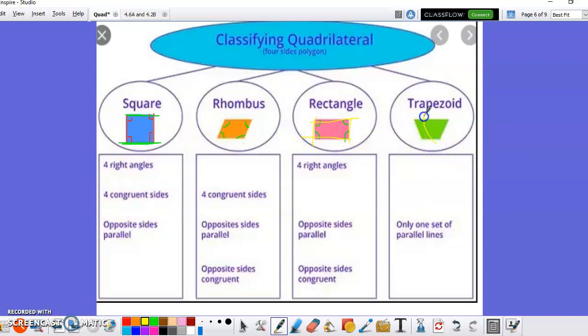And then lastly, we have our trapezoid. Our trapezoid only has 1 set of parallel lines, or parallel sides, and it's not this side, because if we extended this side out, they would eventually meet. They would eventually intersect. And so those sides are not parallel there. The sides that are parallel are here. And there are no right angles in this one. So that's how we classify a trapezoid.